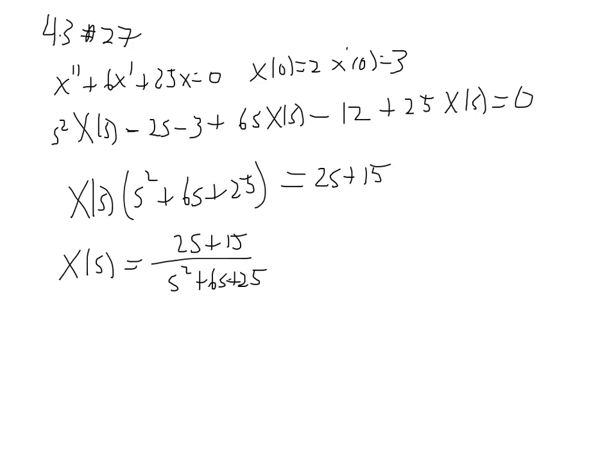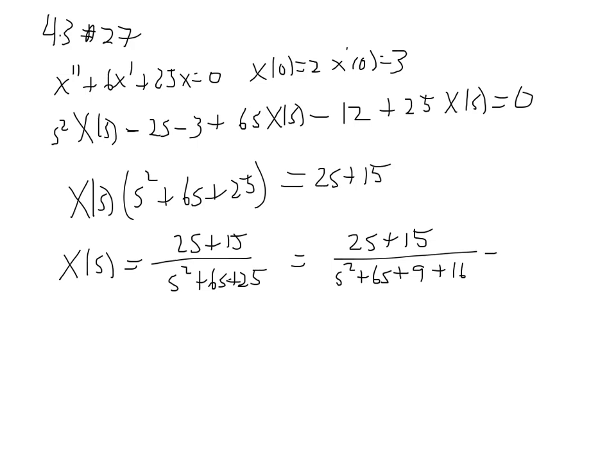Now, unfortunately, once again, the denominator does not factor, so we have to complete the square. So that's going to be 2s plus 15 divided by s squared plus 6s plus 9 plus 16. So I had to add 9, which meant I had to subtract 9. 25 minus 9 is 16.